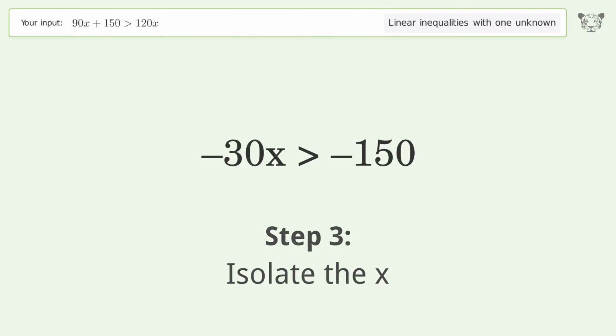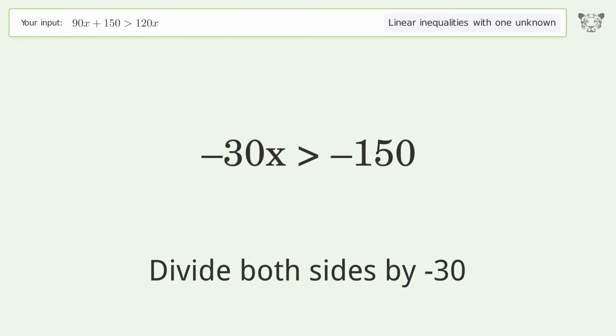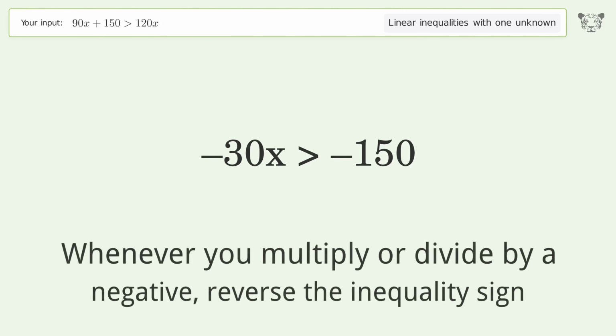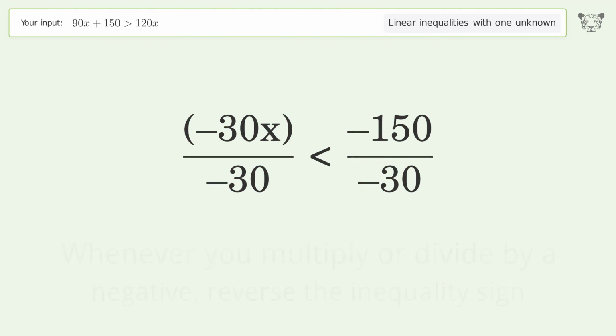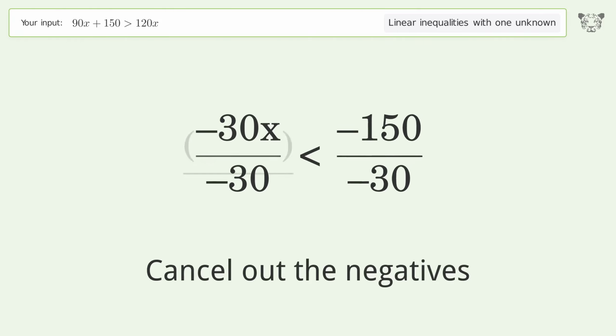Isolate the x. Divide both sides by -30. Whenever you multiply or divide by a negative, reverse the inequality sign. Cancel out the negatives.